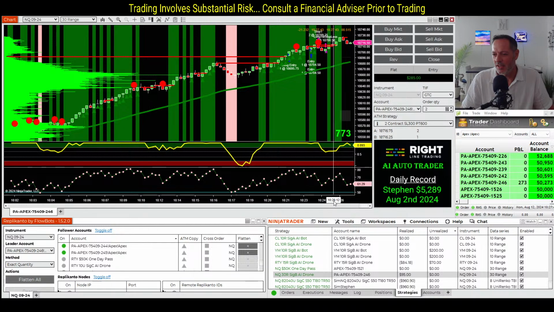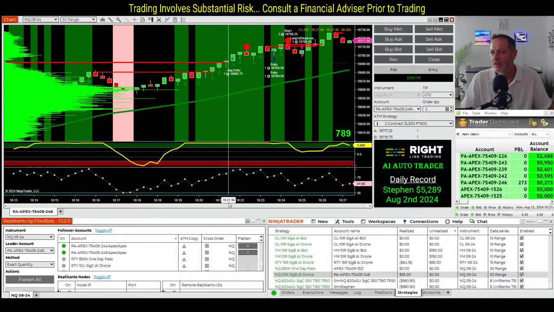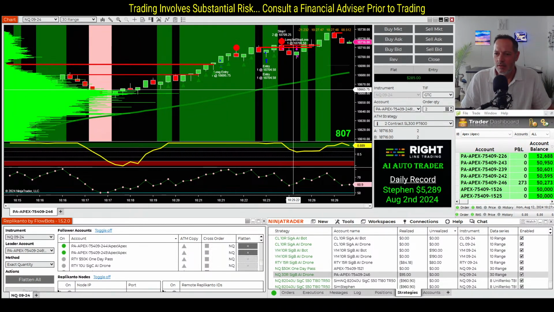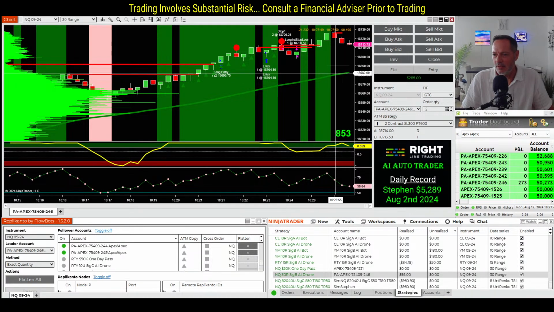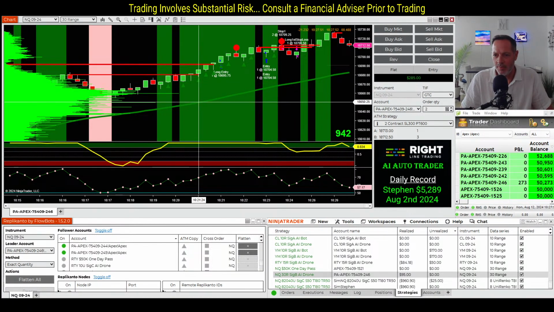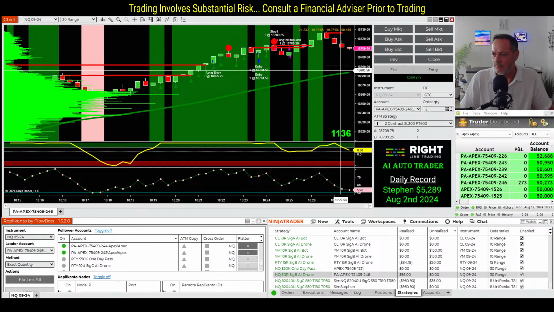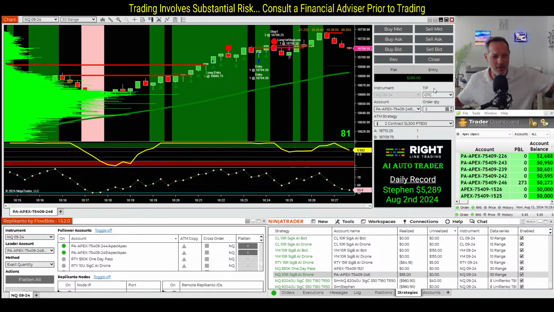Work through 720 here. Sometimes it comes back and kisses our 50 here. This is the 50 EMA, this green line that's trailing it. Gonna work through 700 one more time maybe. And we could be off to the races.